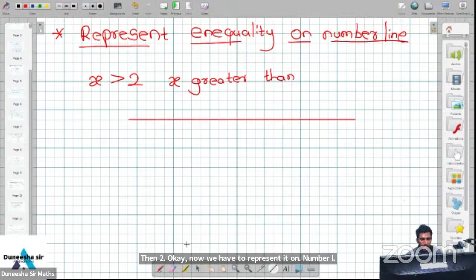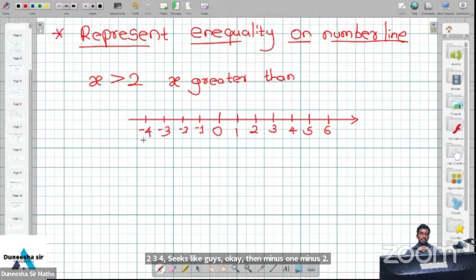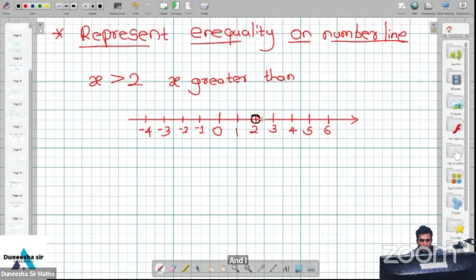How do we do it? I put 0 first, then on the right side 1, 2, 3, 4, 5, 6 likewise. Then -1, -2, -3, -4. Okay, like this. Then x greater than 2. It is greater than 2. How do we represent it? I circle the 2, use another color, and color the greater region. What is the greater region? Can you mark it?